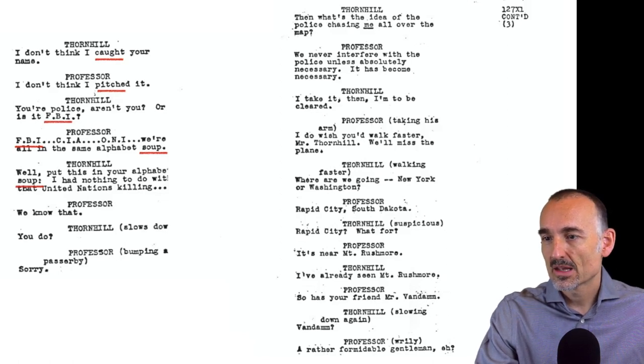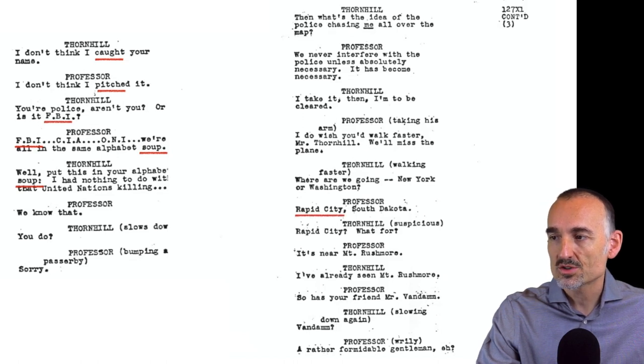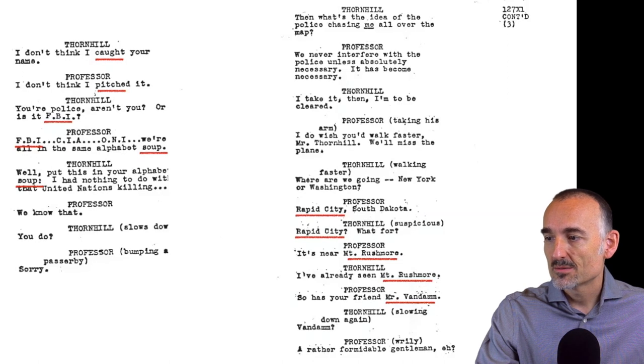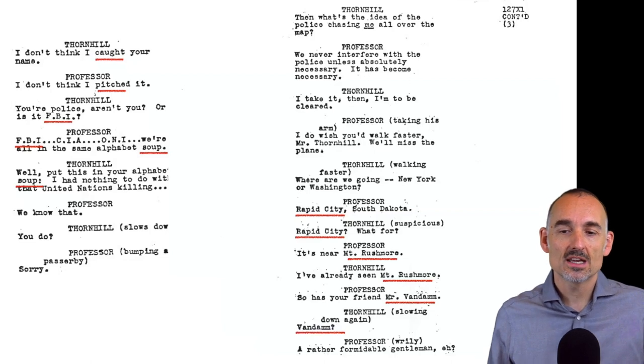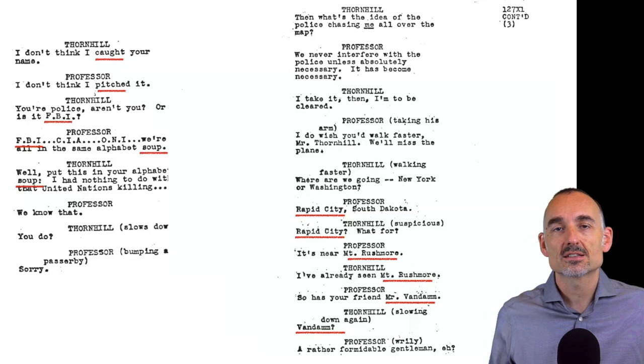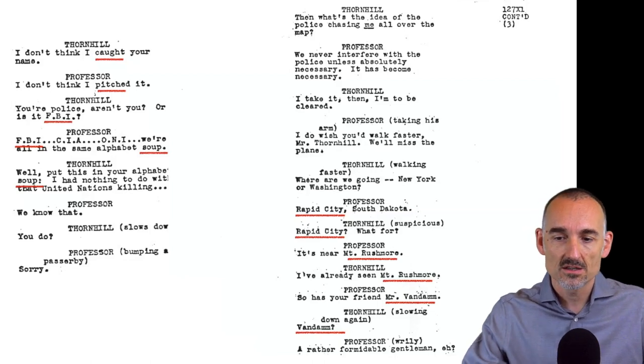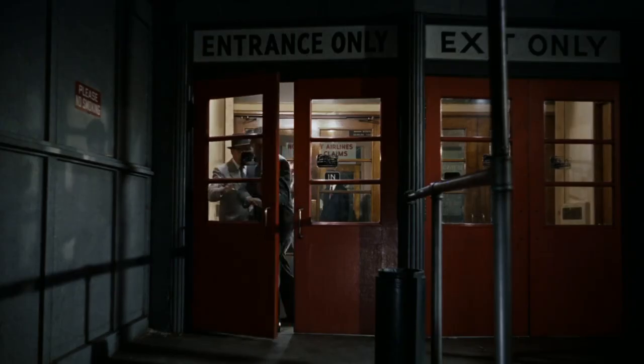We know that. You do. And then we go to the next page where Thornhill asks, where are we going? New York or Washington? Professor says, Rapid City, South Dakota. Again, Thornhill repeats it. Rapid City, what for? It's near Mount Rushmore. I've already seen Mount Rushmore. So has your friend, Mr. Van Damme. So you see how by repeating, by picking up on a word that one character says, the next character creates unity in the dialogue exchange. And it gives it a very natural feeling flow.